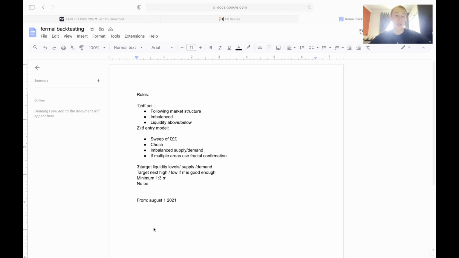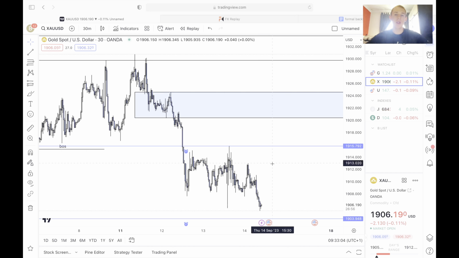So yeah, that is basically all of the rules that I'm going to be backtesting today. As I said before, they don't have to be overly complicated. Just make sure they are very clear and concise so that you know exactly what you are looking for and you're not just taking random trades that don't really fit the plan. So let's get straight into it now.